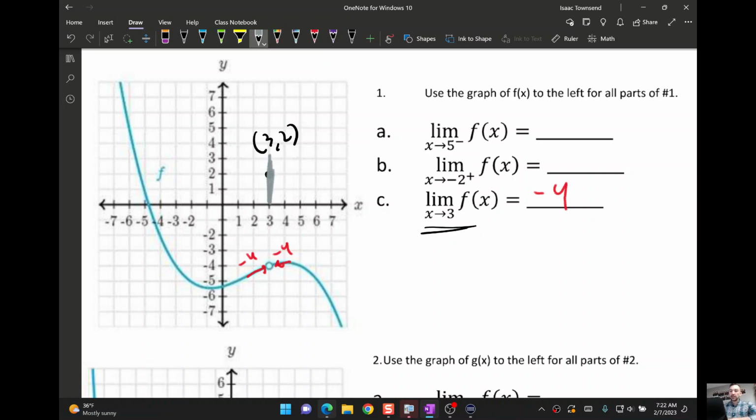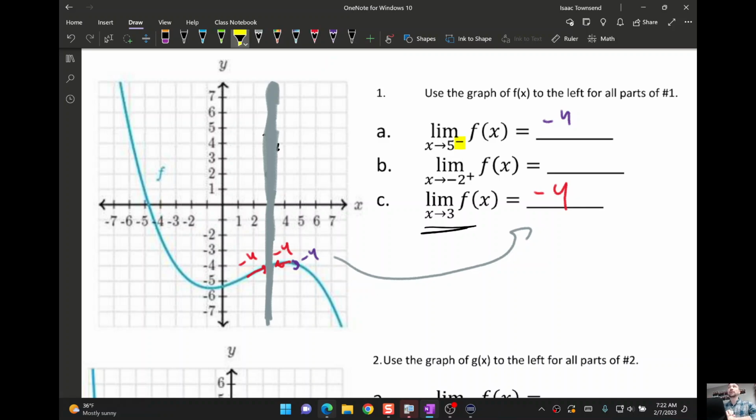In fact, sometimes it's a good idea, if your question's just a limit, you can just completely cover up that point, and then you can't even see where the point is or if it exists, because it doesn't matter. Your answer is still going to be -4. Does that answer your question? So what would the first one be? 5 from the left, -4. You just need to know that this means just from the left only, or just from the right only.